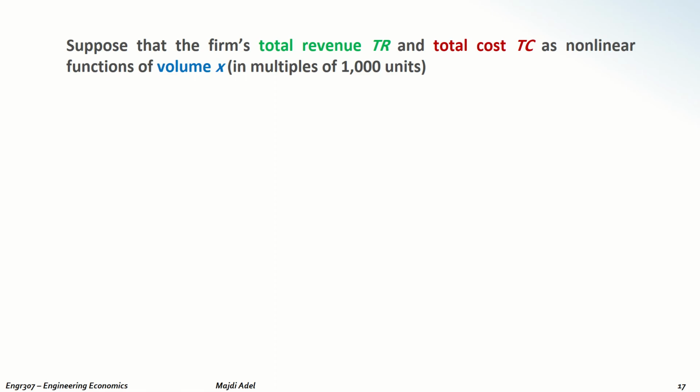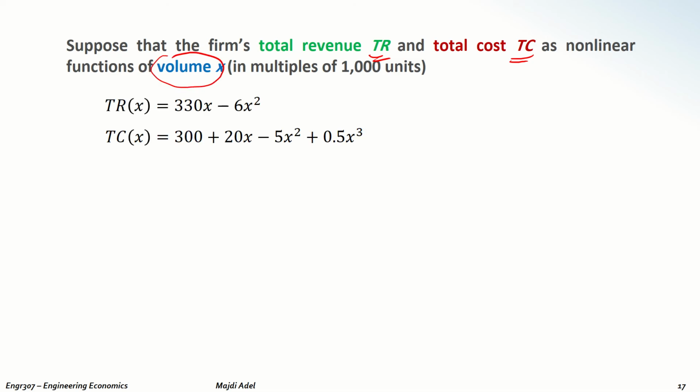For any business, the company should know what we call the total revenue function, TR, and the total cost function. Both of them are non-linear functions of the volume index X. So let's suppose that the total revenue function is given by this equation as a function of the volume index X, and the total cost function is given by this equation as a function of the volume index X.